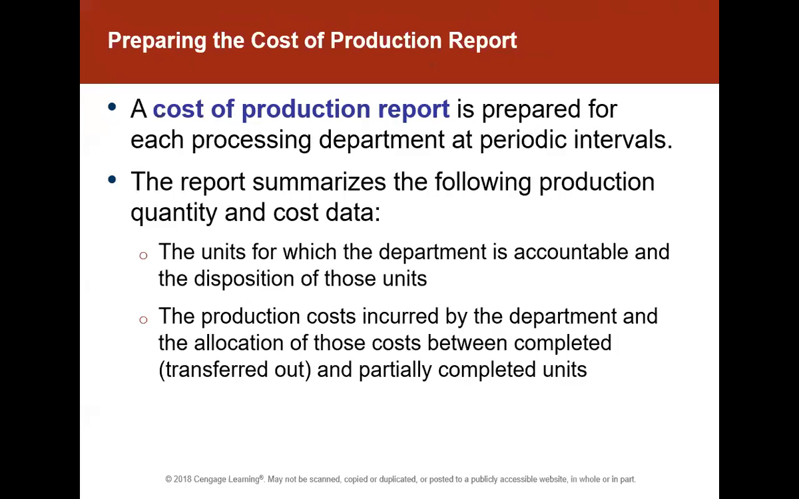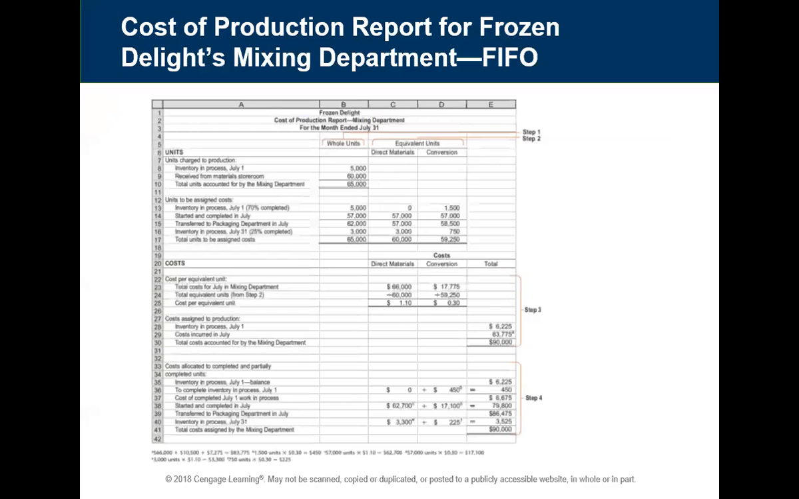You're going to figure out what units to account for. You're going to figure out total production costs. You're going to calculate cost per equivalent unit. You're going to allocate costs, all of that. So everything we just did all in one report. Sounds super fun, right? This is what you've been waiting for your whole life.